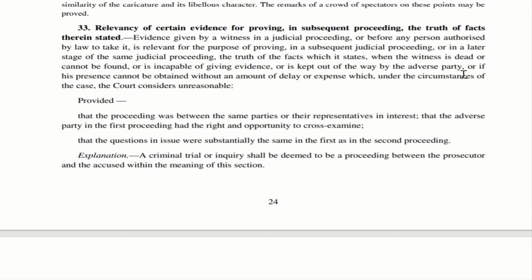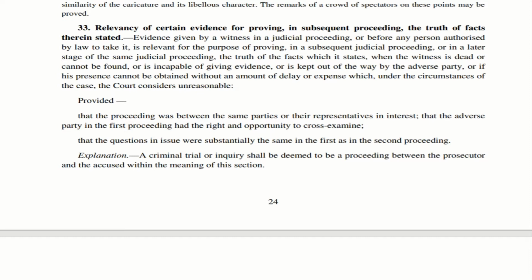Section 33. Relevancy of certain evidence for proving, in subsequent proceeding, the truth of facts therein stated. So, let us try to understand this in a simple manner. Imagine there is case 1 where A and B are the parties. Now, let us move to the next scenario, case 2, where the same A and B are parties. There are two cases where there are the same parties, and both the cases have the same question in issue. This is very important. Please understand this fact from the right perspective.